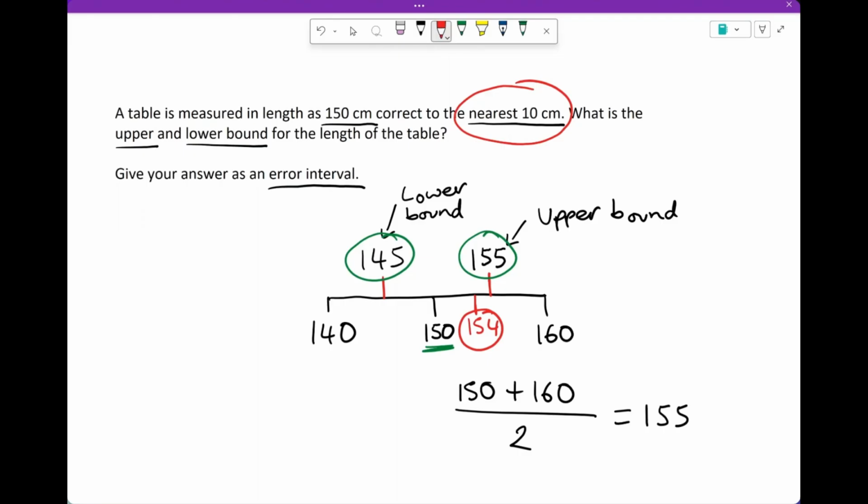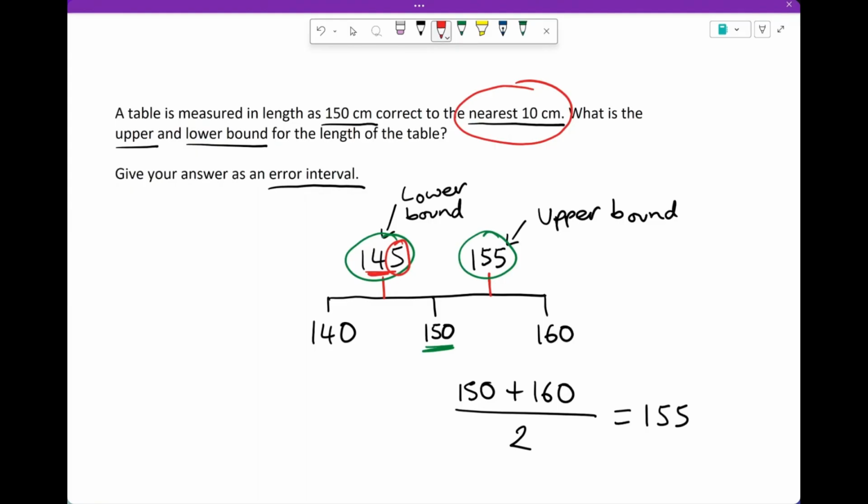And we can do similar on the other side. For example, if I was to pick 147, well, if I round that to nearest 10, I would get 150 as well. So that makes sense. Now let's just consider the upper and lower bounds specifically. So if I was to take 145, does that round to 150 when rounded to nearest 10? Yes, it does. Okay, because the final digit here is a 5, we would round up.